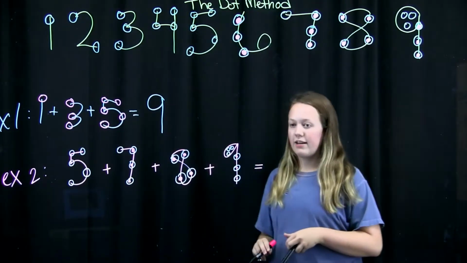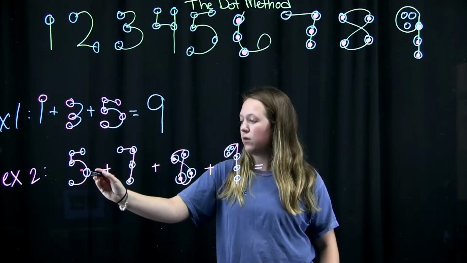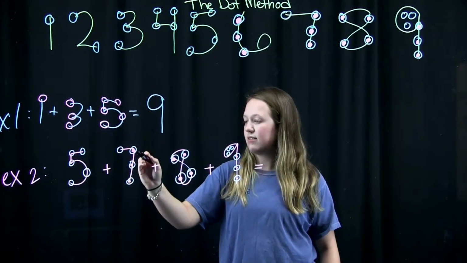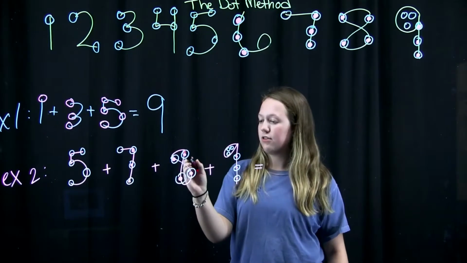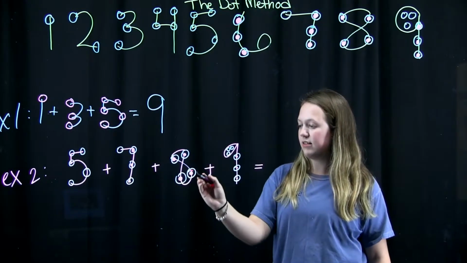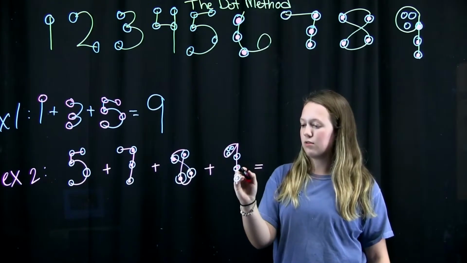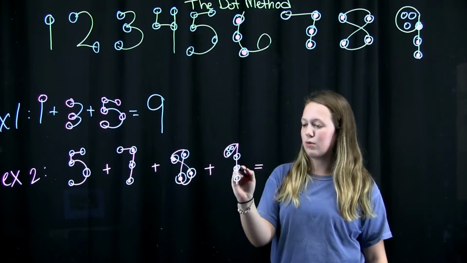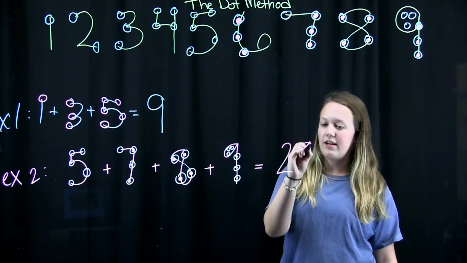Then we're going to go back and count all of them. So it'll be 1, 2, 3, 4, 5, 6, 7, 8, 9, 10, up to 29. So your answer will be 29.